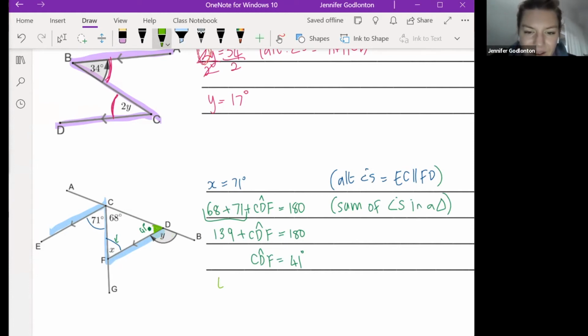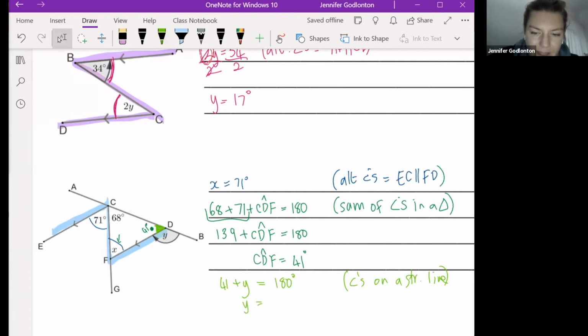41 plus Y is equal to 180 degrees. Good. Angles on a straight line. Yes. Okay, good. So therefore, what does Y equal? Y is equal to 139 degrees. There we go. Nice. Okay, we made it. Good, Amber. Thank you.